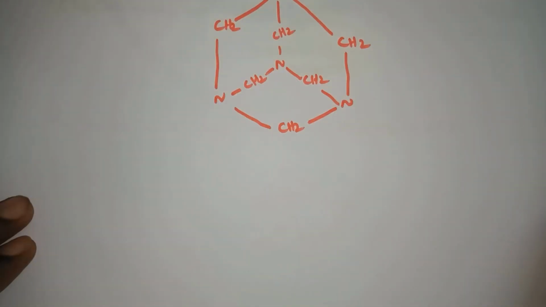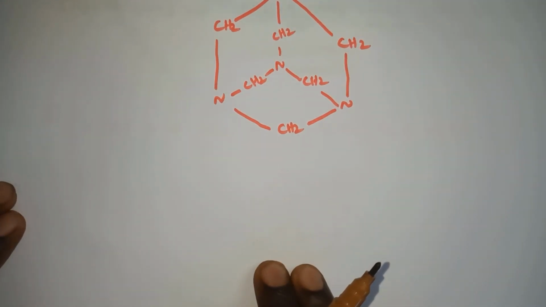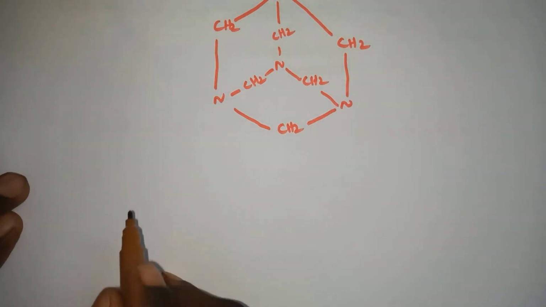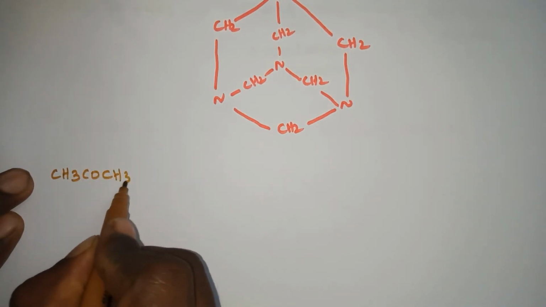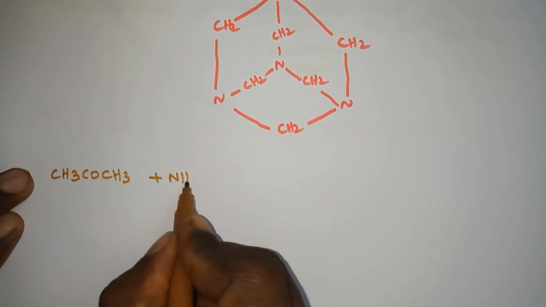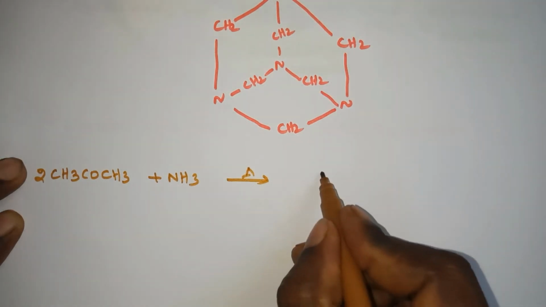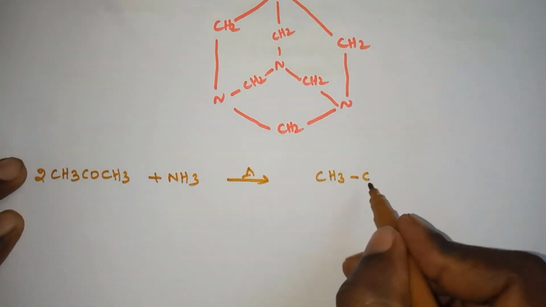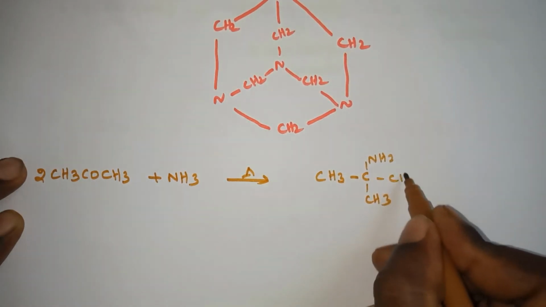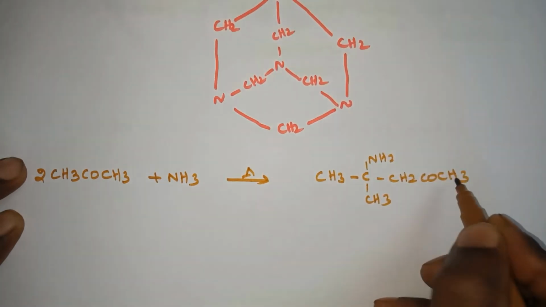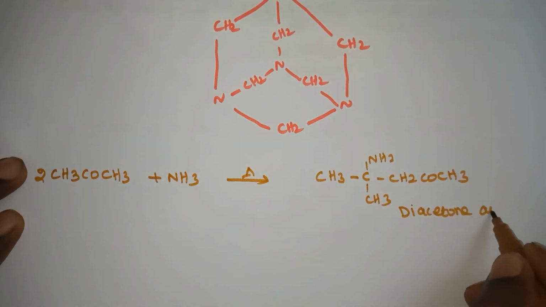Next one, acetone reacts with ammonia to form diacetone amine. Acetone, CH3COCH3, reacts with ammonia NH3. 2 moles of acetone react with ammonia to form diacetone amine. CH3 C CH3 NH2, CH2 CO CH3. Name of this compound is diacetone amine.